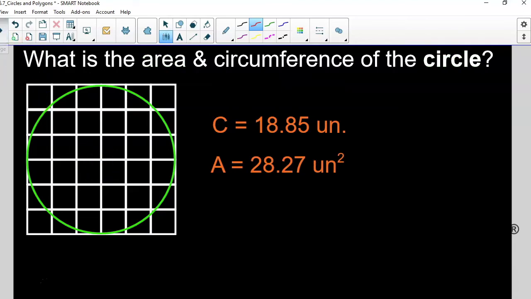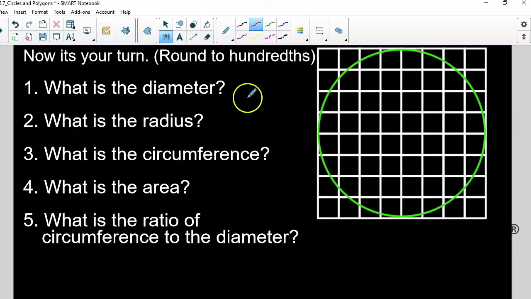All right, so what I want you doing is for this circle, I want you to find the diameter, radius, circumference, and area. And then I want you to answer this last question. What is the ratio of the circumference to the diameter? Okay, so you can pause the video and see if you can answer these questions. And then I'll be back to see if you did it correctly.